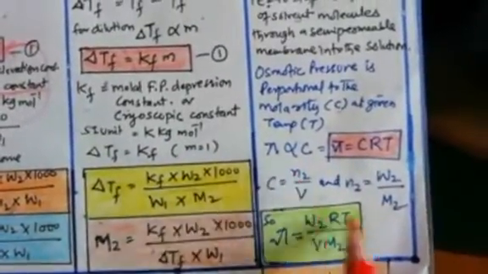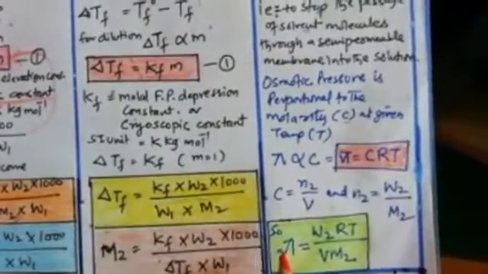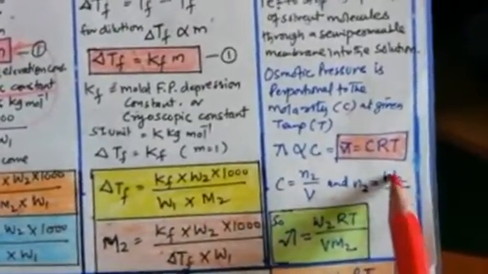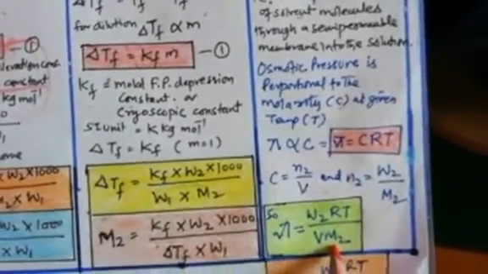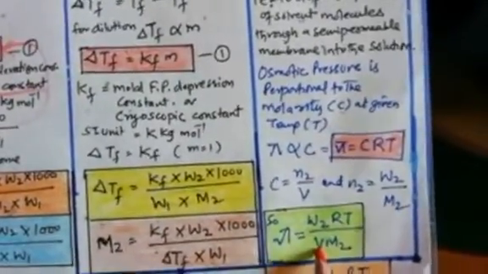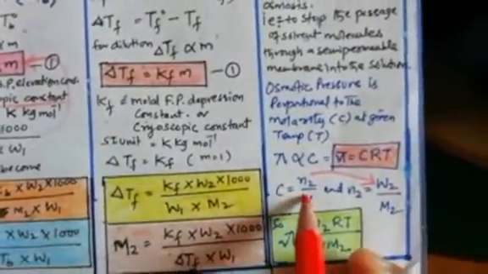So when we compile all these equations with this value, the result becomes: in place of C, we now write W2 upon M2. So pi is equal to W2 upon M2 into RT upon V. Because in place of this we write this, V will remain.